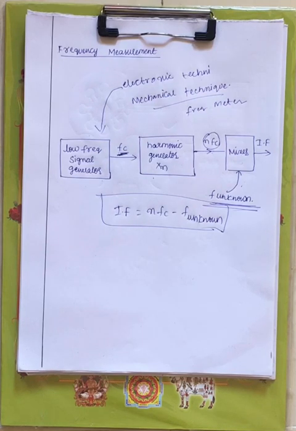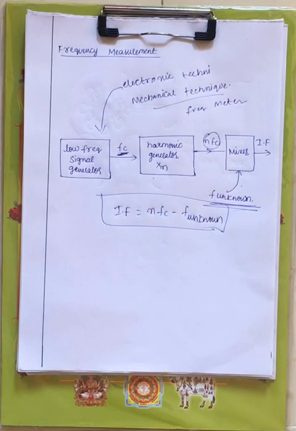Now let me briefly explain again. We have seen different types of measurements in the previous lecture, and the next type of measurement is frequency measurement. Here we will measure the microwave frequencies. There are two techniques through which you can measure the microwave frequencies: one is the electronic technique and the other is the mechanical technique. The mechanical technique is nothing but your frequency meter, through which we can directly get the frequency.